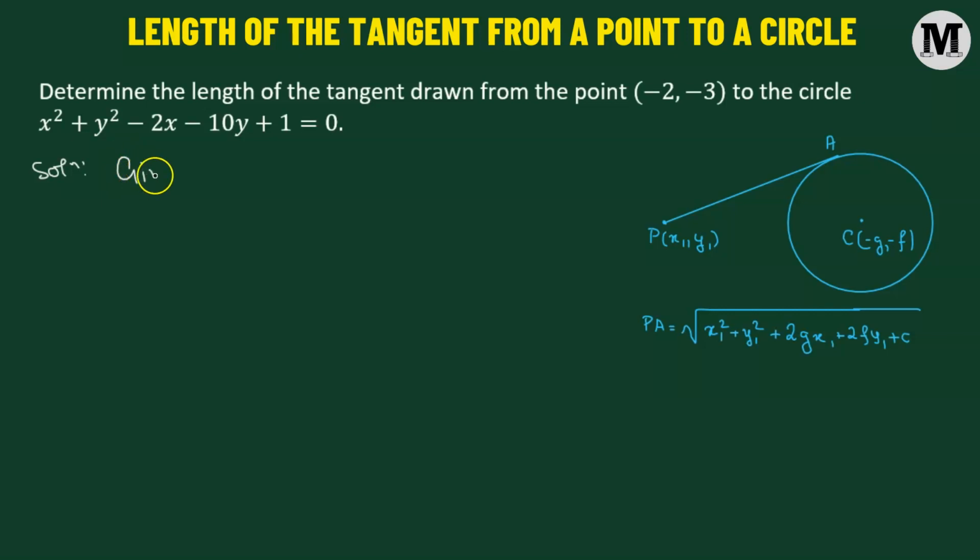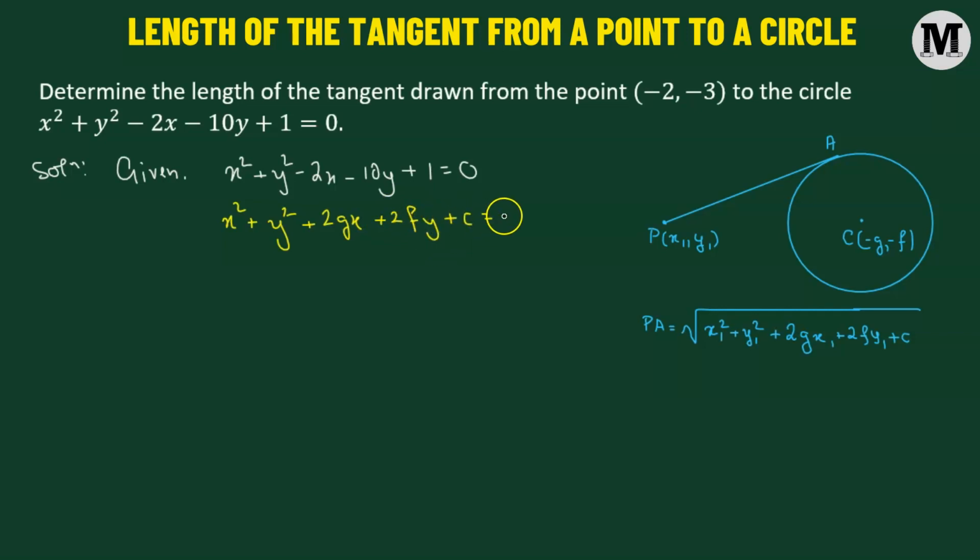So let's start with the given equation of the circle. We have x squared plus y squared minus 2x minus 10y plus 1 equals 0. So what we'll do, we'll compare this equation with the general equation of a circle. The general equation is given by x squared plus y squared plus 2gx plus 2fy plus c equals 0. Now on comparison, we get the value of 2g equals -2, which means that g comes out as -1. Then we have 2f equals -10, which means f will be equal to -5, and the value of c will be equal to +1.